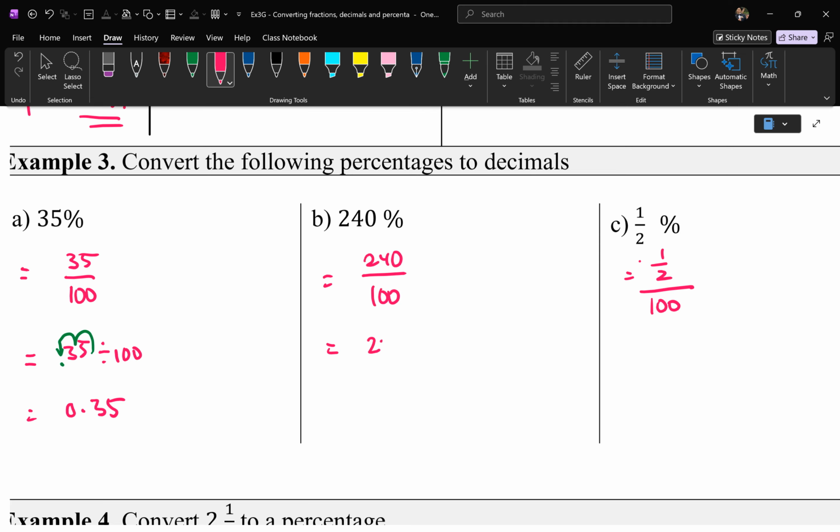Conveniently, this is easy. 240 divided by 100. Move the decimal point back twice, so 1, 2, and it ends up being 2.4. So that was nice. But the next one, this is where students struggle. Even my year 11 methods students, who are meant to be strong in mathematics, still struggle with fraction on fraction. If you have a calculator, it's pretty easy. This just means 1 divided by 2, which is half, then divide by 100, and you get your decimal. But I'm going to teach you how to do it by hand and also by calculator.